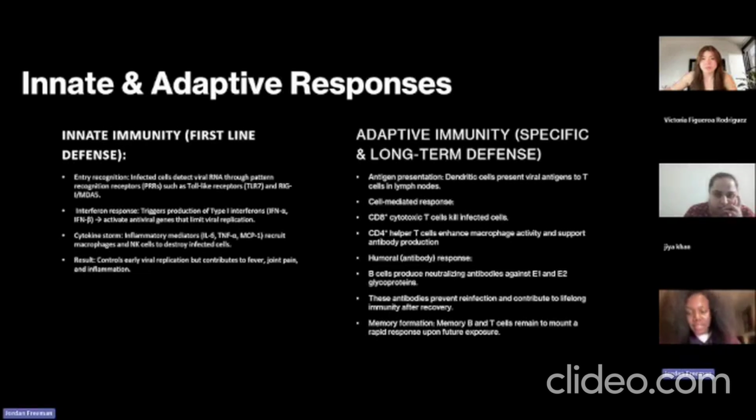Then the adaptive immune system takes over later. Dendritic cells show pieces of the virus, which are the antigens, to the B and T cells in the lymph nodes. After recovery, some of these B and T cells become memory cells, which means if the virus ever comes back, the immune system can respond faster. That's how long-term immunity develops.